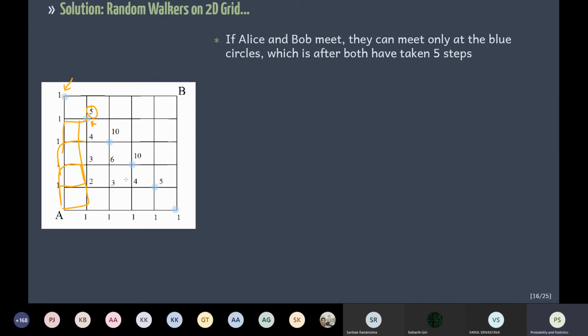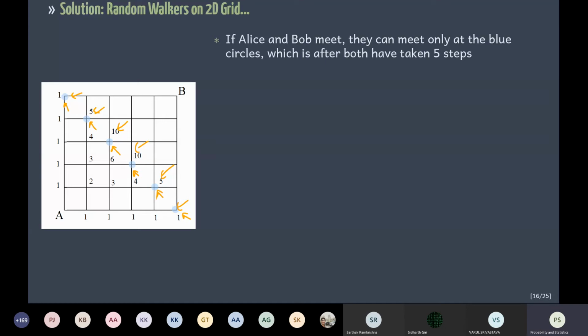Okay, so let us clear things up here. What we know is that Alice can reach this diagonal point in 1 way, this diagonal point in 5 ways, and this diagonal point in 10 ways, then 10 ways, 5 ways, and 1 way. Due to the symmetry of the problem, for Bob it's the same case: 1 way, 5 ways, 10 ways, 10 ways, 5 ways, and 1 way.